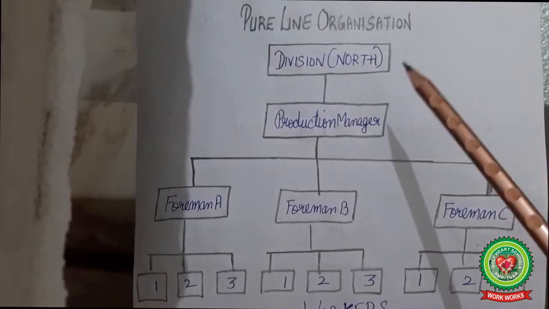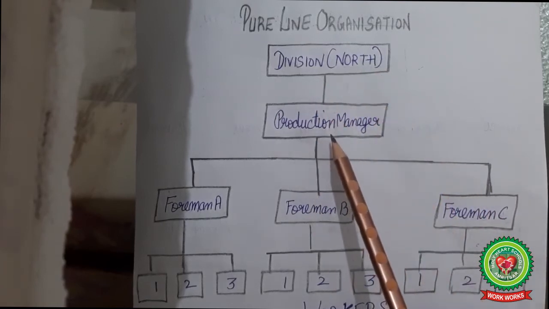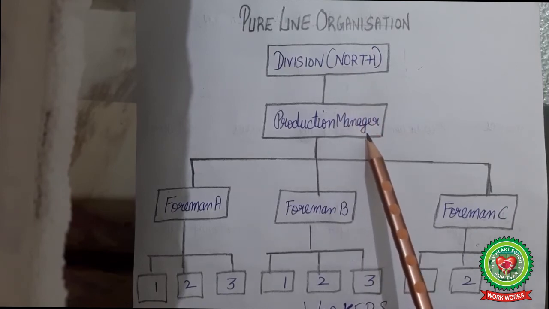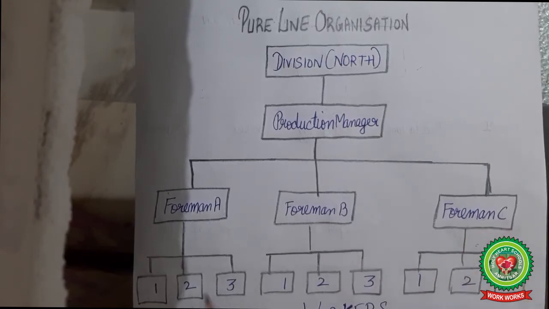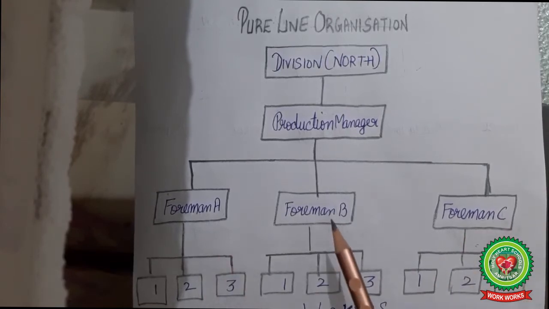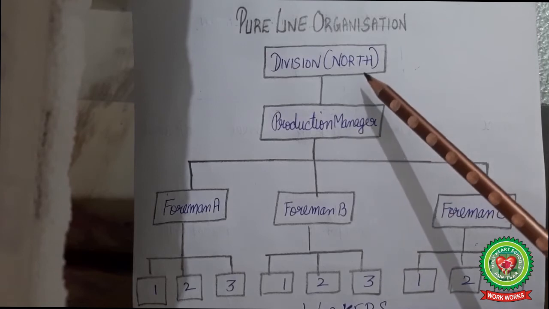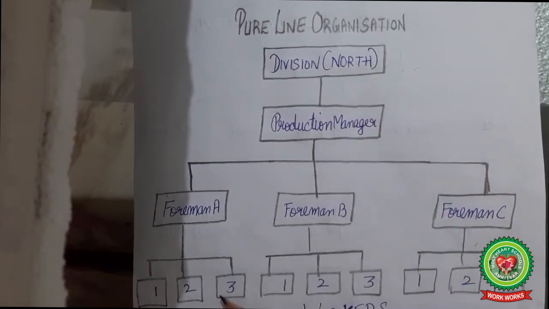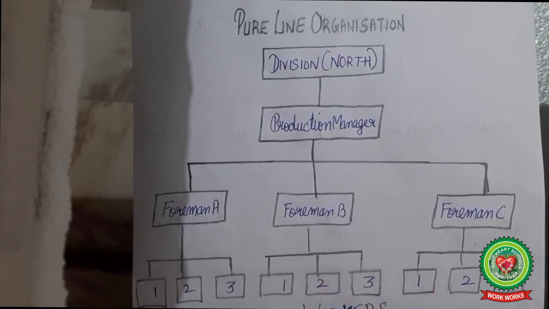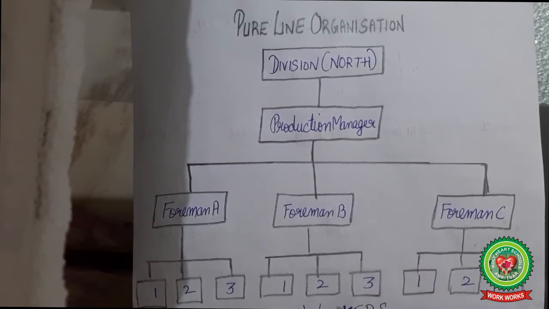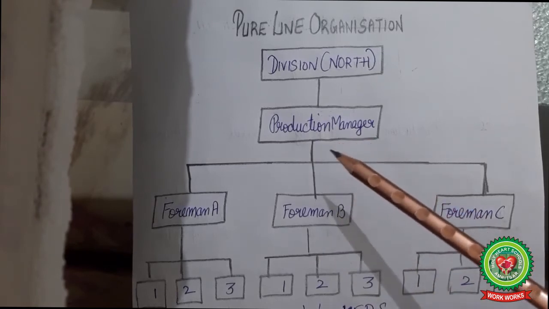Let me show you a chart of pure line organization. So it's a north division, and first is the divisional head, then a production manager, foreman A, foreman B, foreman C, workers 1, 2, 3 for foreman A, 1, 2, 3 for foreman B, 1, 2, 3 for foreman C. Now, for the production manager, the immediate boss is the division head. For workers, the immediate boss is the foreman. For workers working under foreman B, the immediate boss is foreman B. And for the foremen, the immediate boss is the production manager.